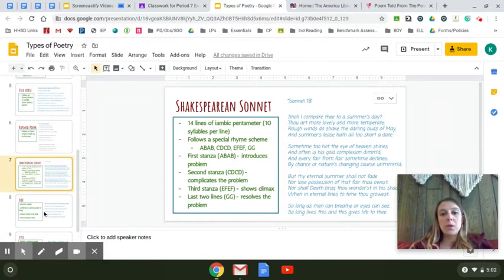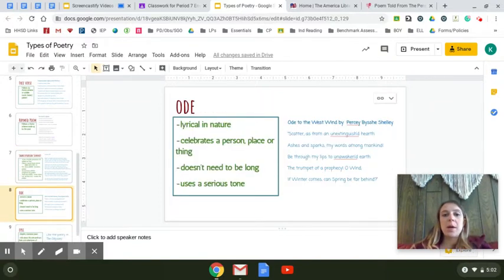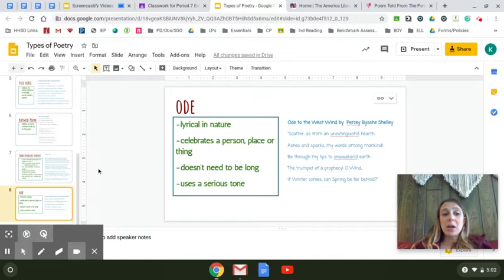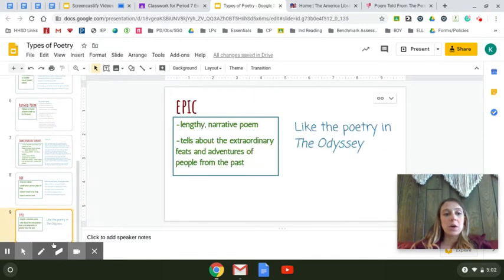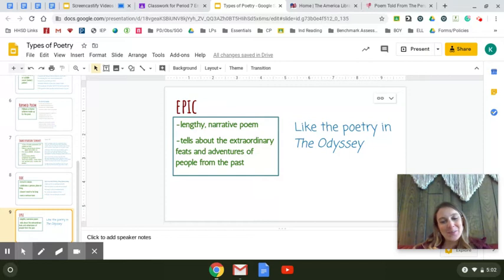An ode, you could write an ode, which would be a lyrical poem that celebrates a person, place, or thing, or an idea. It usually has a very serious tone, but it doesn't need to be long. And so there's an example of an ode to the west wind. And then the last one that you're not going to be able to do because it's just too long is the type of poem that we've read already this year, which is an epic. And that was like the poetry that we read in the Odyssey. But your poem needs to be less than 20 lines, so you're probably not going to write an epic poem.